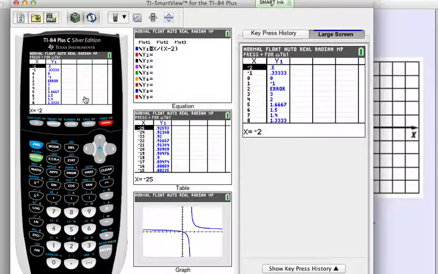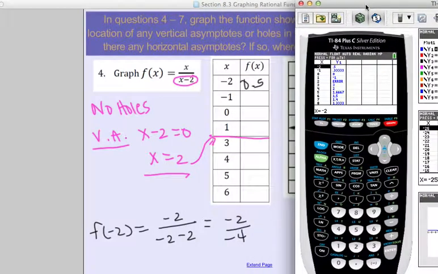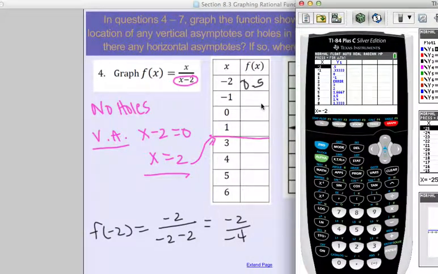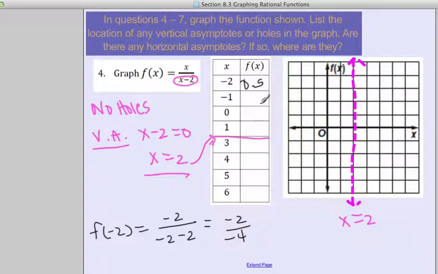So I'm going to go ahead and copy this information onto my table on my sheet over here. So it was 0.5, then it was 0.3 repeating. Then I get 0, -1, 3, 2, 1.6 repeating, and 1.5.